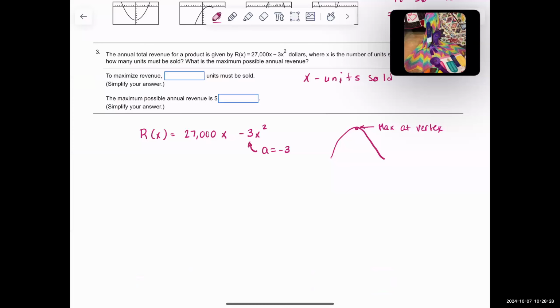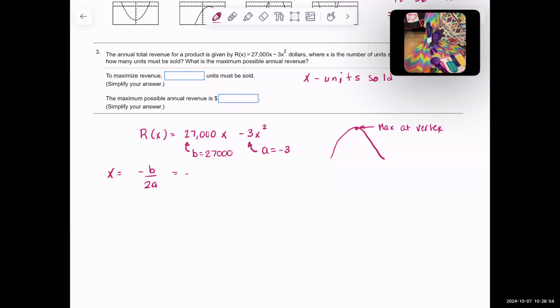Okay, so the X coordinate of the vertex, which will be the number sold, is -b/2a. And we would expect this to be a positive number. It makes no sense for the number of units sold to be negative. So since A is -3, we already established that. B is the number in front of the X, so B is 27,000.